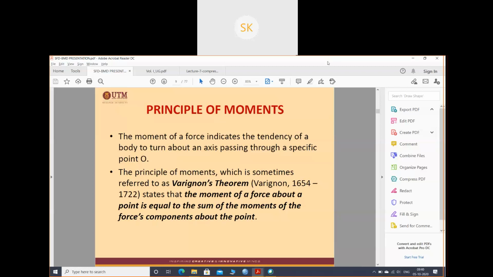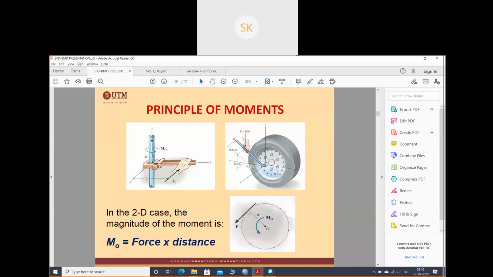I have discussed this one, that suppose you need to find the moment about m, or the moment about n. The summation of moments will be the moment due to this force, moment due to this force, moment due to this force. We have done this part, right? So this theorem says the moment of a force about a point, that means about a point m, is equal to the sum of the moments of the force components about that point. And moment has a formula of force into distance.